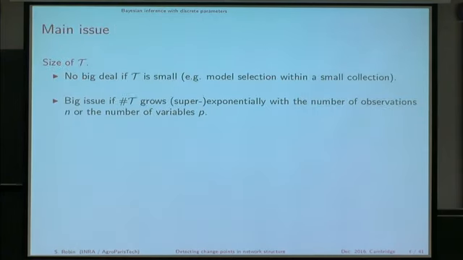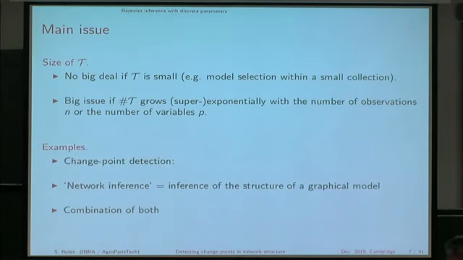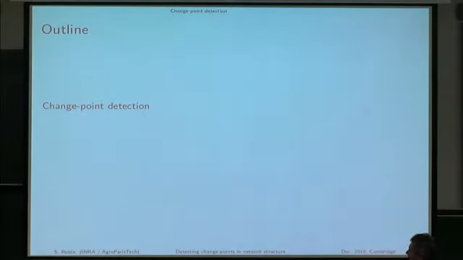Suppose that T is the set for the discrete parameter. If T is small, you don't really have to care about this sum. For example, when you do model selection, you ask whether there is 1 change point, 2 change points, up to 10 change points. You can try the 10 and do the sum, and you're glad. It's not a big deal. But sometimes the size of T grows super-exponentially with the number of data or the number of variables, and you can't do that anymore. So I will have 3 examples. First, I will come back to change point detection without network. Then I will go to network without change point, and then I will go to both. Which is a kind of classical outline.